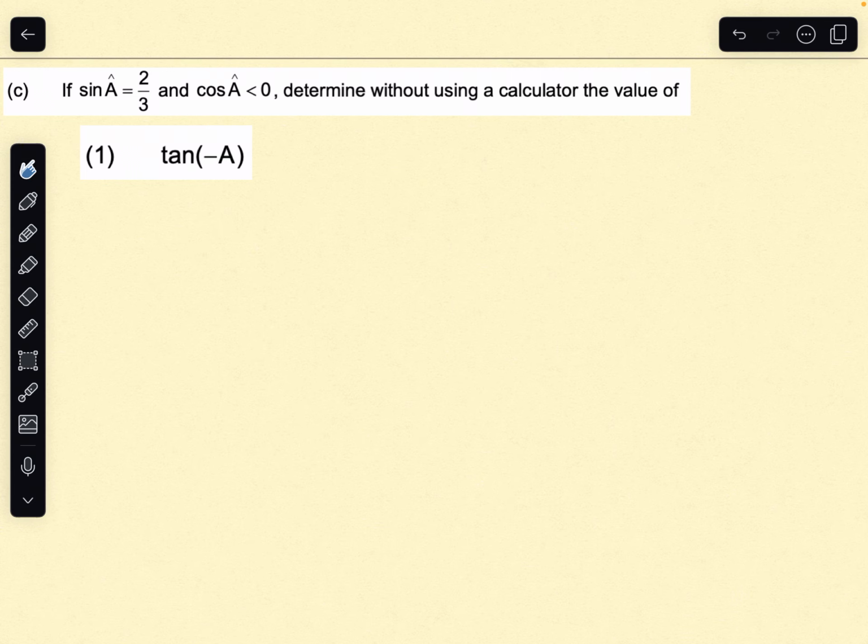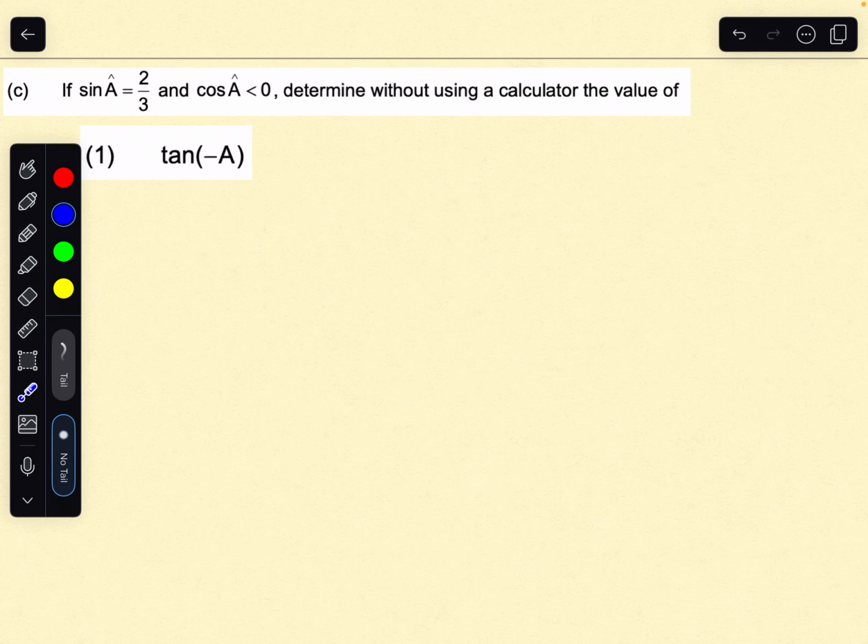Anyway, so today we are inside IEB May 2024 paper 2, and we are looking at question 6c. Okay, let's go. If sine of A is 2/3 and cos of A is smaller than 0, i.e. it is negative, determine without using a calculator, because of course you could use a calculator to solve for A, right? So no calculators allowed. What is the value of tan of negative A?